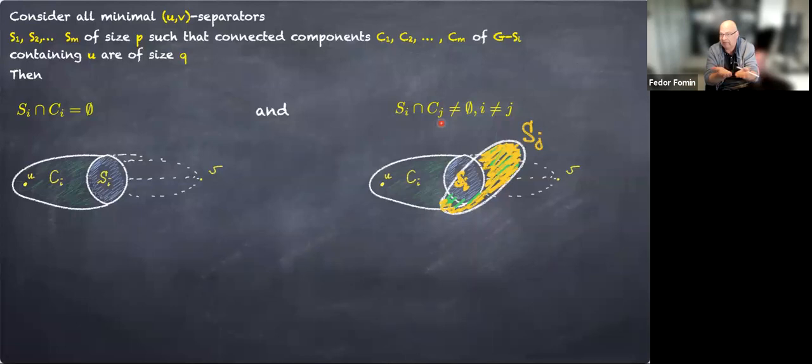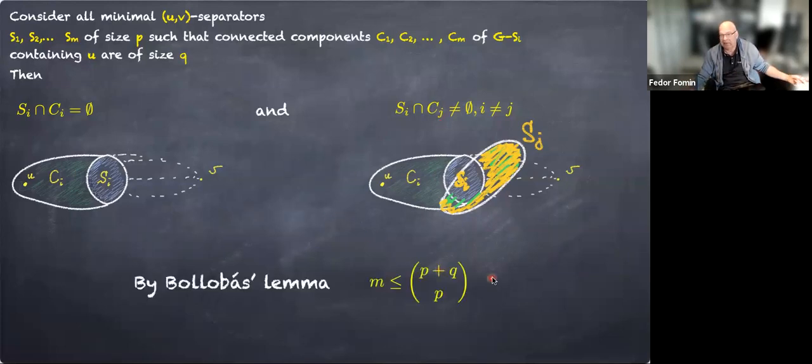But then this is exactly the condition of the Bollobás lemma, and I know that the number of such sets M doesn't exceed P plus Q choose P. I have components of size Q, I have separators of size P, so the number of all possible such pairs which satisfy this condition is at most P plus Q choose P.